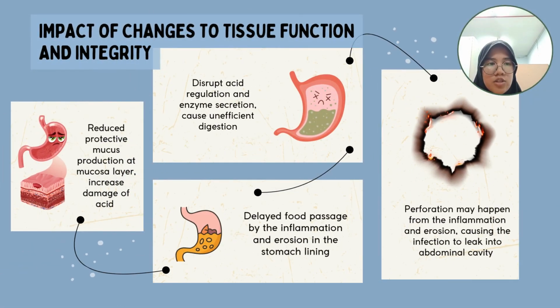Here, we see how gastric ulcer disease affects both tissue function and integrity. First, inflammation and erosion in the stomach lining will delay food passage. Second, damage to the mucosa reduces protective mucus, allowing acid to harm the tissue. Third, acid regulation and enzyme secretion are disrupted, leading to poor digestion. Lastly, severe cases may result in perforation in the stomach lining, letting infection leak into the abdominal cavity, which can be life-threatening. All these effects impair normal digestion and compromise stomach structure.